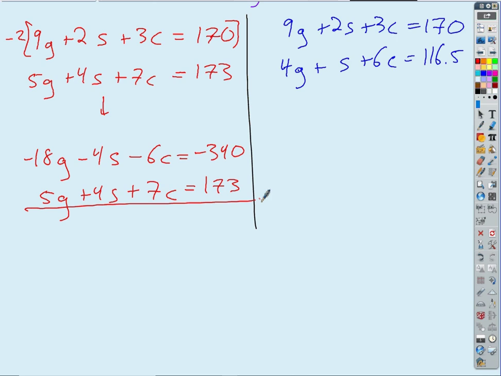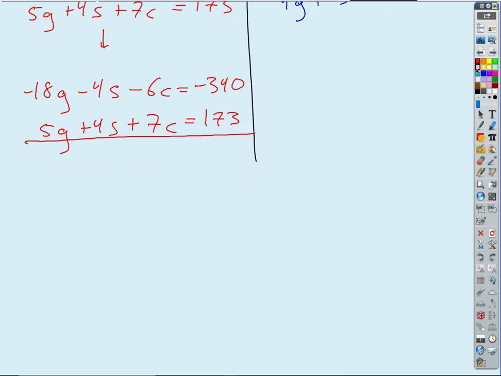Okay. So got rid of the S's. Gotta do the same thing over here, remember? When we add those up, you help me out here, what's that gonna be? Negative 13G plus C equals negative 167. Okay, so there's what we get from the first system.